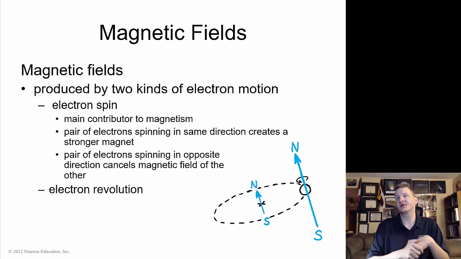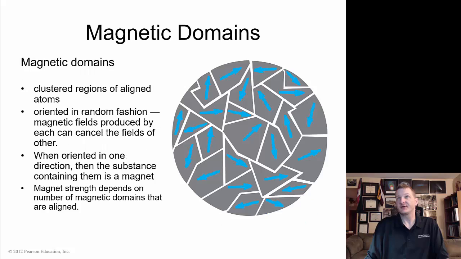And so these fields are produced by two kinds of electron motion. Remember, the electron goes around the nucleus in the atom. And so electron spin is a main contributor to magnetism. A pair of electrons spinning in the same direction creates a stronger magnet. We can also get this with electron revolution, when it goes around the atom.